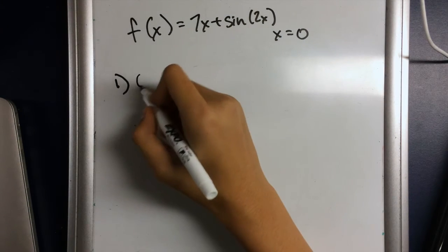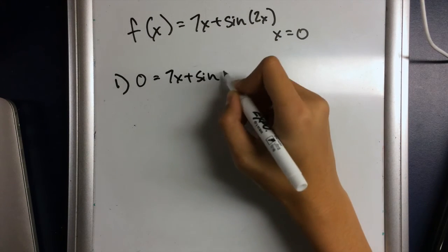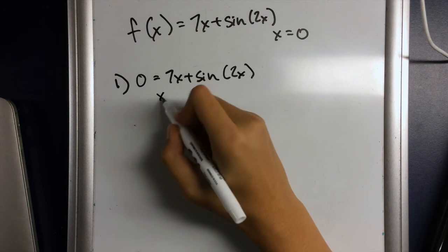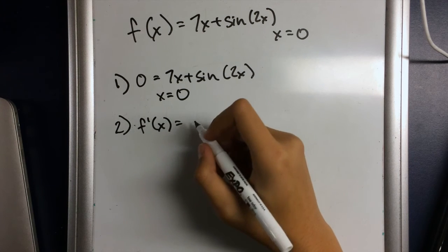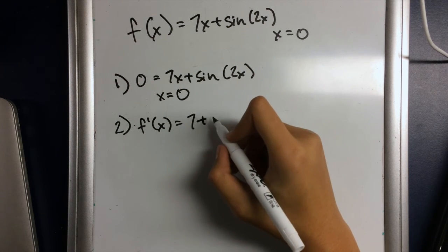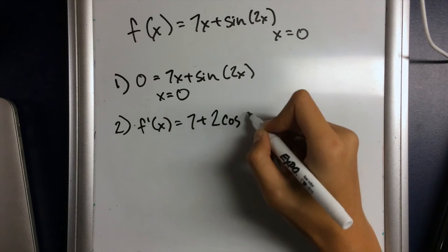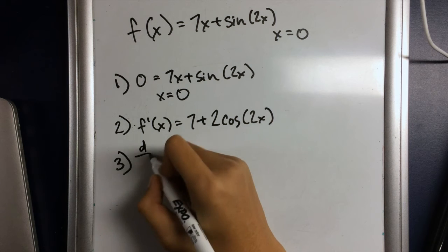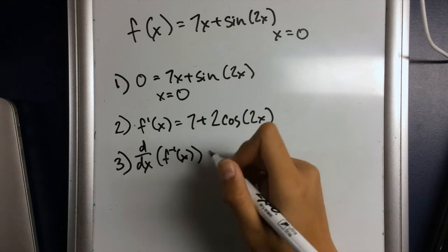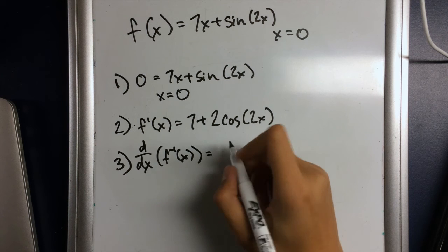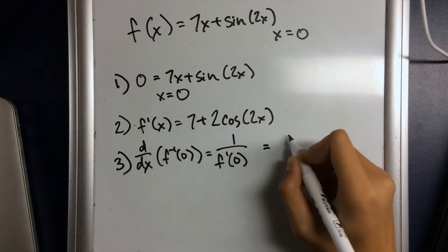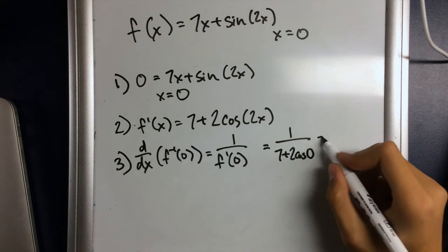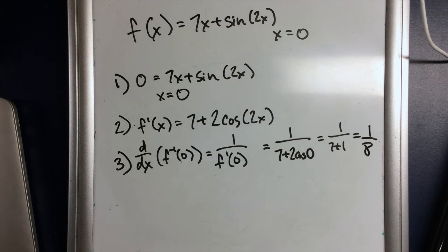And we'll do the same steps as before, so we'll plug in 0 for the y. Solve that and we'll get that x is equal to 0. Continuing to step 2, we find f prime of x, or the derivative of the function, which is 7 plus 2 cosine of 2x. And on to step 3, we plug in everything into our handy dandy equation for x is equal to 0, and we solve, and finally we get the answer as 1 over 8. See, that wasn't so bad, it was pretty easy.